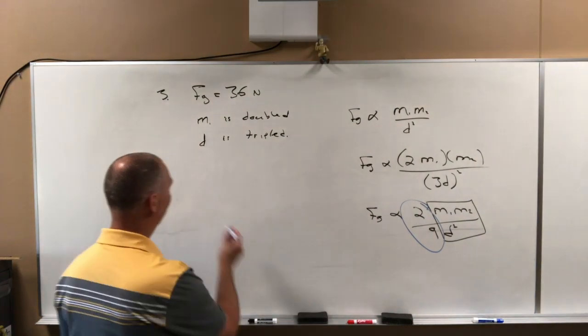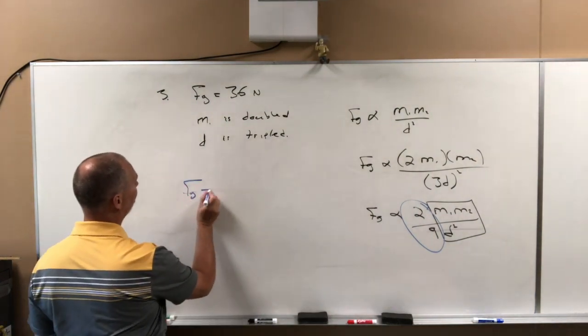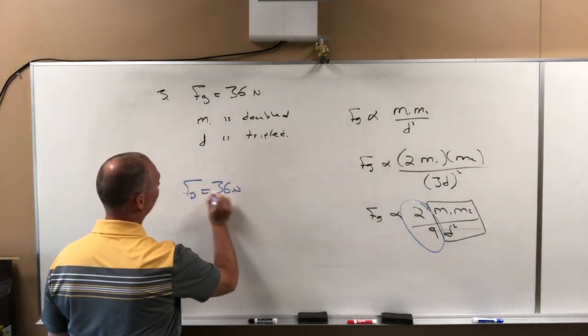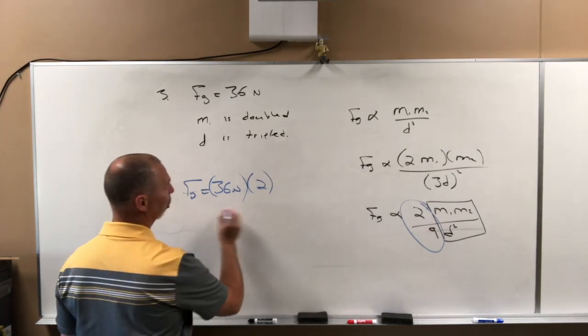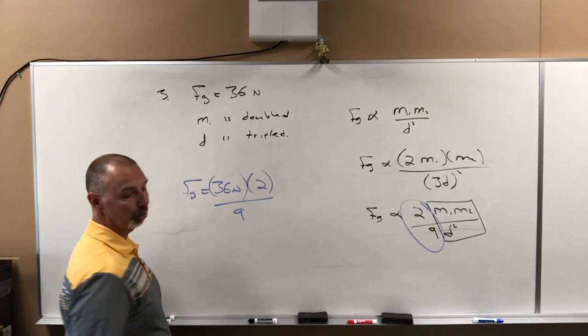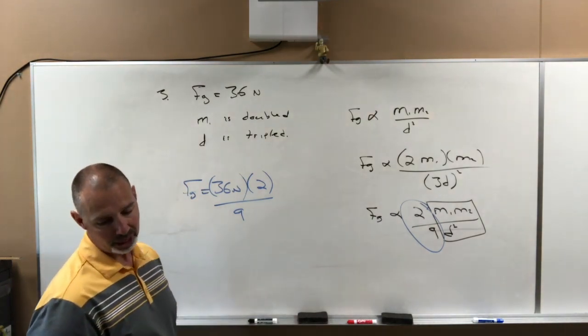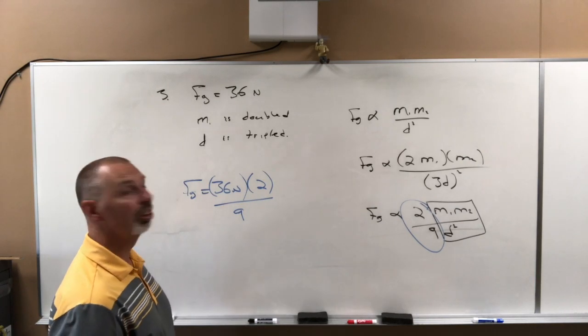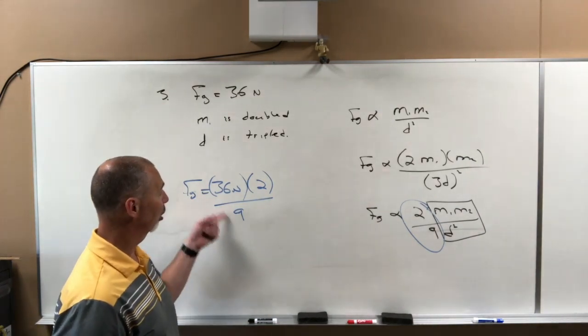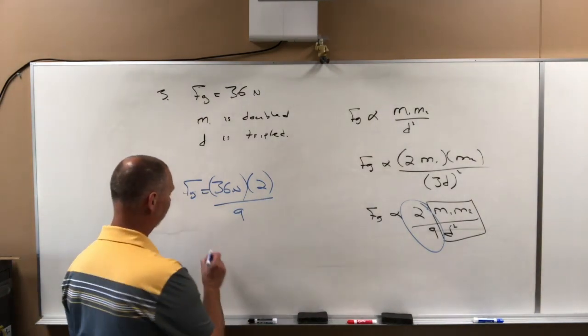All right, so the original force was 36 newtons. We are now going to double that by multiplying by 2, and we're going to divide by 9. If we do that, we will get our answer of 8 newtons, right? 36 divided by 9 is 4. 4 times 2 is 8.